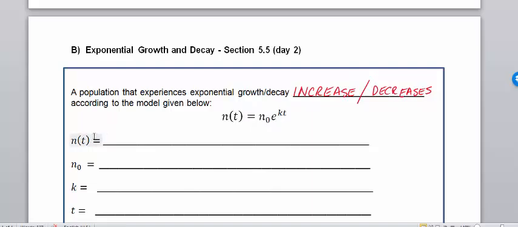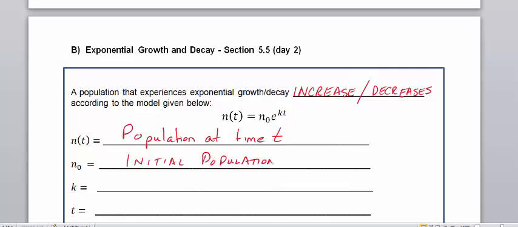Our initial N of t value is going to be the population at time t. Second, our N sub 0, just like everything, whenever we have an N sub 0, that is going to be the initial population, at the beginning of our cycle, whatever the beginning of our cycle is.